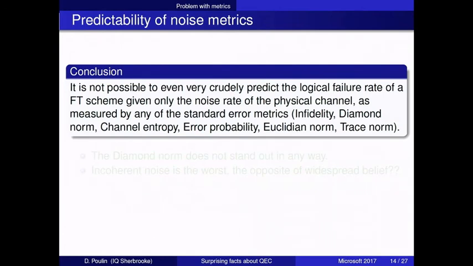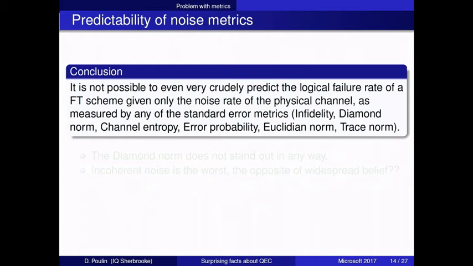So what's the conclusion here? The conclusion is that the question I asked at the beginning of this talk makes no sense. It is not possible to even very, very crudely predict the logical failure rate of a fault-tolerant scheme given only the noise rate of the physical channel as measured by any of the standard metrics. The previous slide was for the diamond norm, but I've tried every norm that I know of, and the conclusions were the same. Things move around, but the spread remains roughly the same.